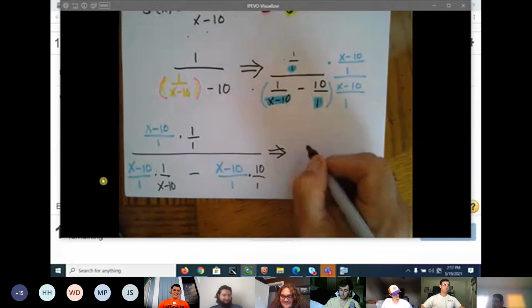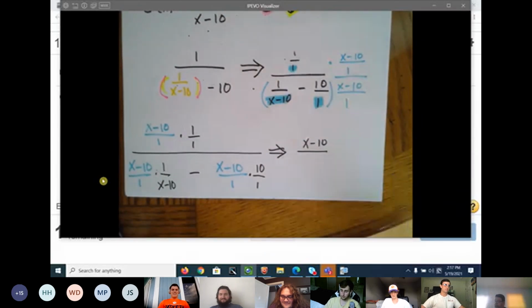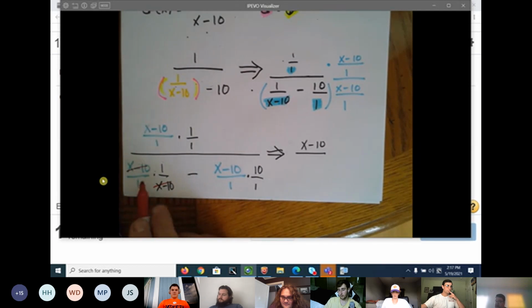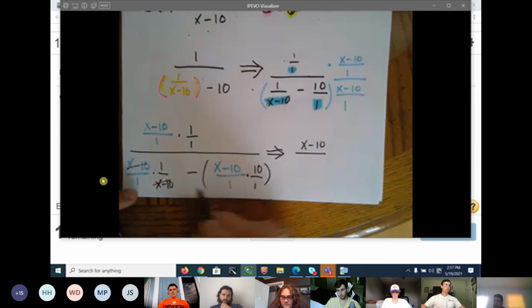x minus 10 over... Let's see, what happens here? Well, we'll take our red pen, and this cancels here. And that leaves us with 1 minus x plus 10. Because this is in parentheses, you've got to watch that negative. Let's highlight that negative, because that's where somebody's going to screw up.